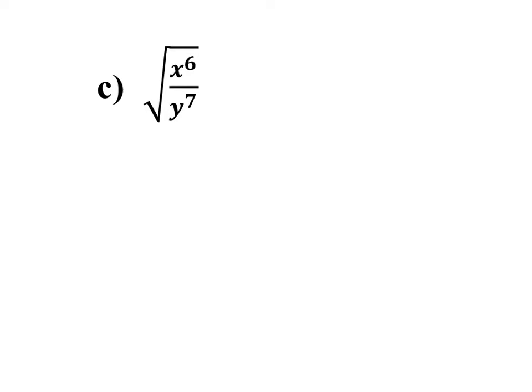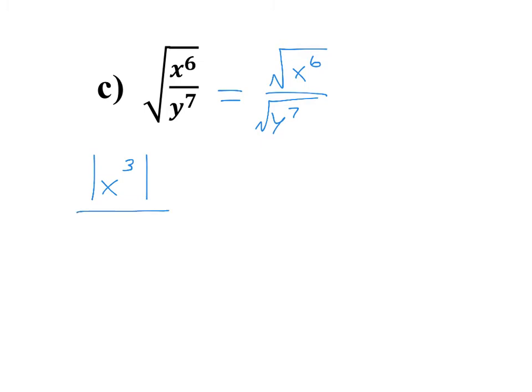Okay, for a quotient, I'm going to break this up into 2 different radicals. So we can simplify the top. The top would be x cubed. However, we need absolute value because the exponent went even to odd. On the bottom, we can bring y cubed out, and then a y has to stay inside. And the reason is 7 divided by 2 is 3 with 1 left over. So y to the 3rd comes out. The leftover y has to stay inside.